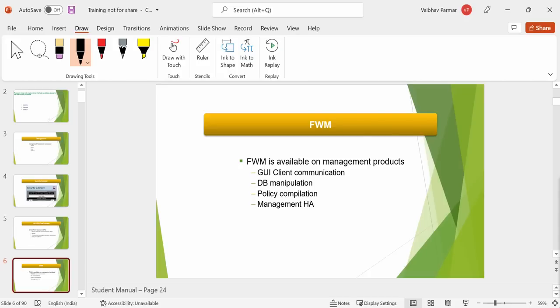So when we talk about the daemons, we know the CPD daemon. Now let's talk about the FWM daemon. FWM is the firewall management daemon. It is available on any management product. So if you buy any SmartOne or Multi-Domain Security Management product, which requires direct GUI access, it has this FWM daemon in place. Products like SmartEvent and such sort of things have the FWM daemon available. The example for it is SmartEvent. You know SmartEvent, right?